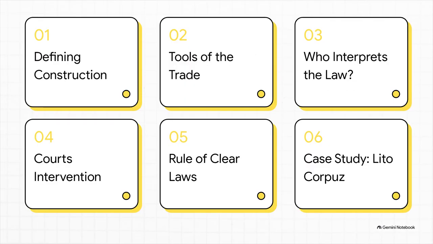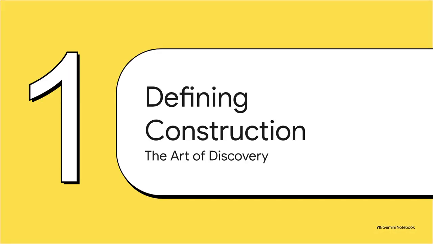Here's our roadmap for today. We'll start by defining statutory construction, then compare construction versus interpretation, look at who actually interprets the law, when courts must intervene, the rule of clear laws, and finally, we'll wrap up with a real-world case study on Ledo Corpus. All right, let's jump into part 1.